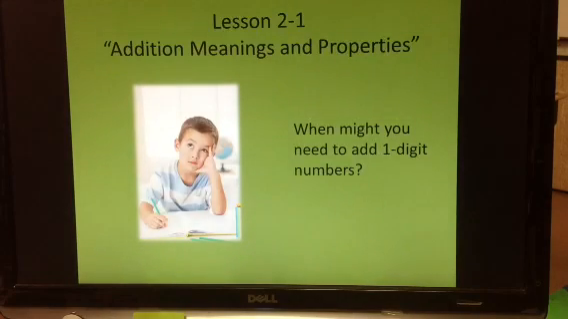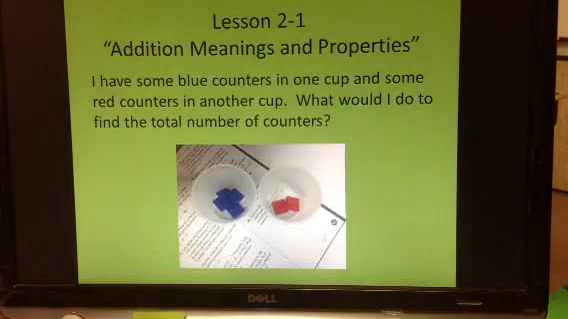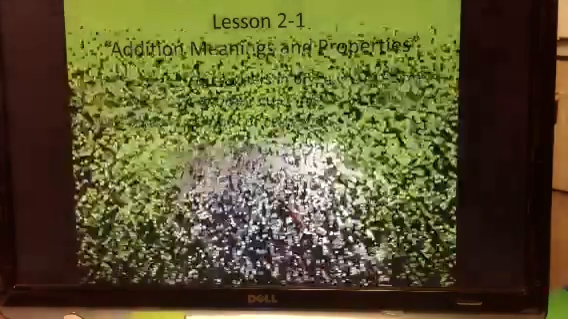When might you need to add one-digit numbers? Today we thought about some situations where we might add. I have some blue counters in one cup and some red counters in another cup. What would I do to find the total number of counters? Well, I would add those. I would count how many in the blue, count how many red, and add them together.